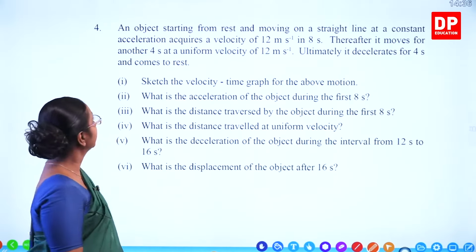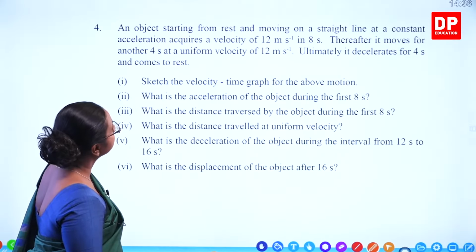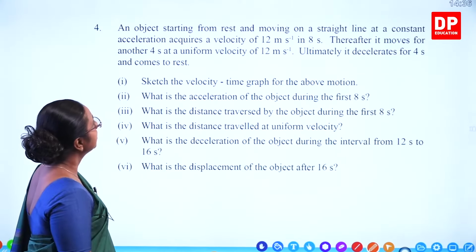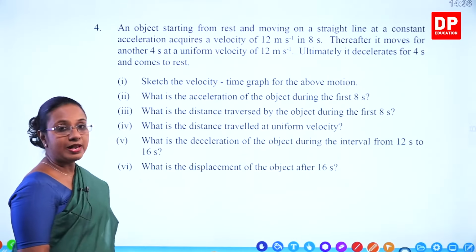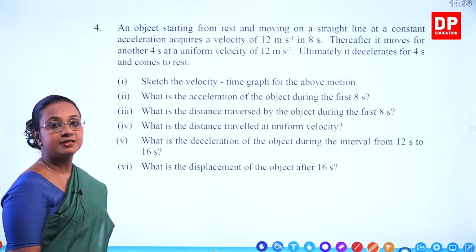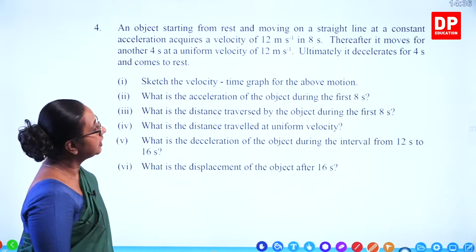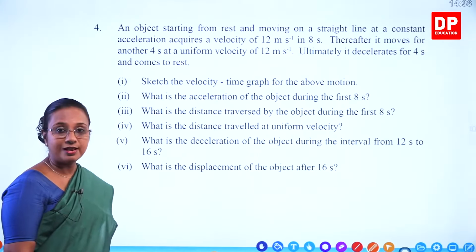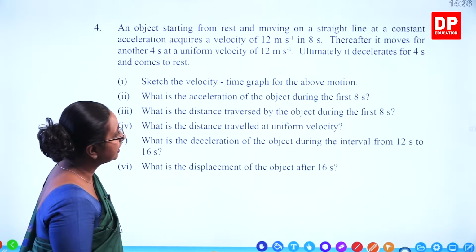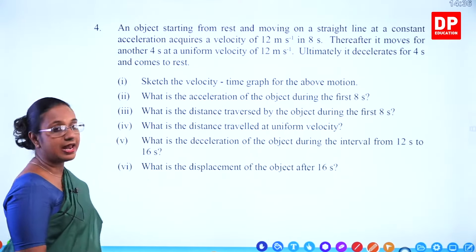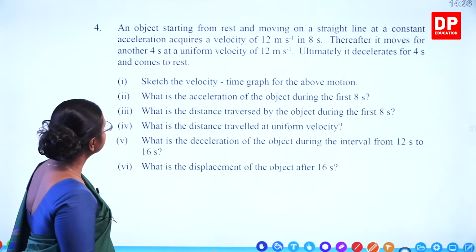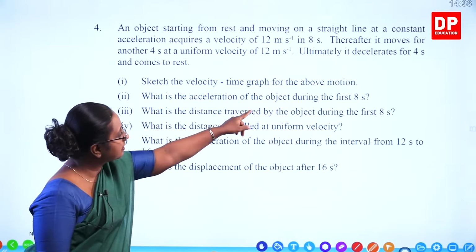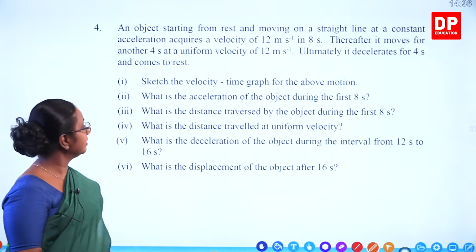This is the fourth question. An object starting from rest and moving on a straight line at a constant acceleration acquires a velocity of 12 meters per second in 8 seconds. Thereafter, it moves for another 4 seconds at a uniform velocity of 12 meters per second. Ultimately, it decelerates for 4 seconds and comes to rest. The questions: sketch the velocity time graph for the above motion. What is the acceleration of the object during the first 8 seconds?